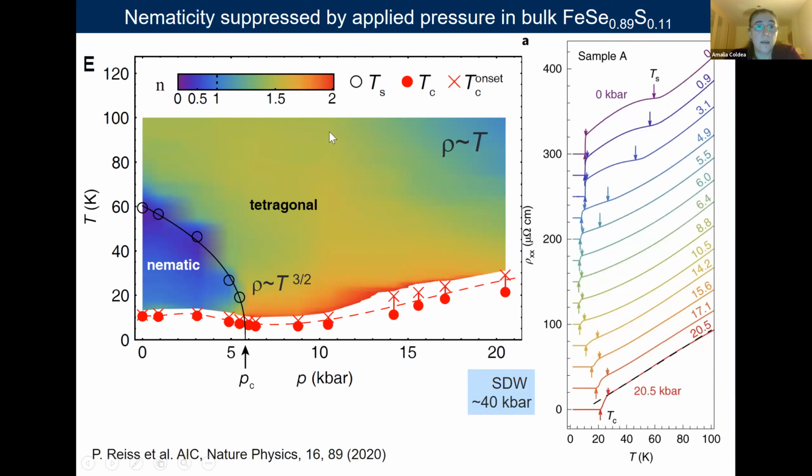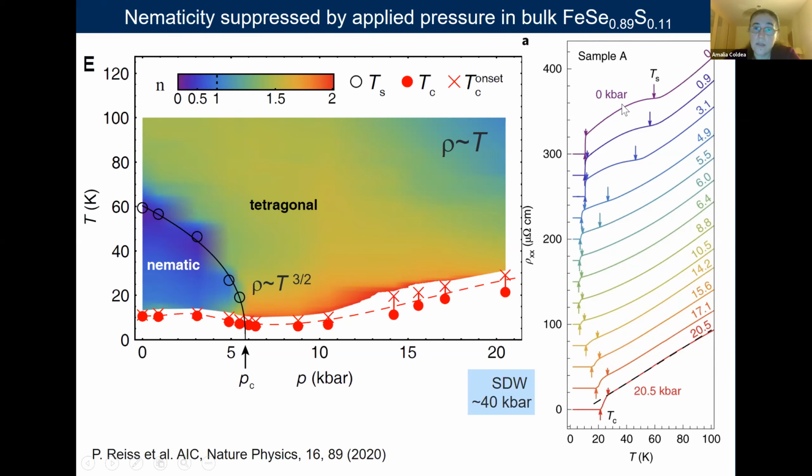Now let's look at the effect of applied pressure for the 11%. So this is temperature versus applied pressure. We can nicely suppress nematicity within the same sample. Doing pressure experiments is a beautiful way to tune a phase transition without really changing the sample. So we are dealing with the same material. We do not induce additional degrees of disorder.